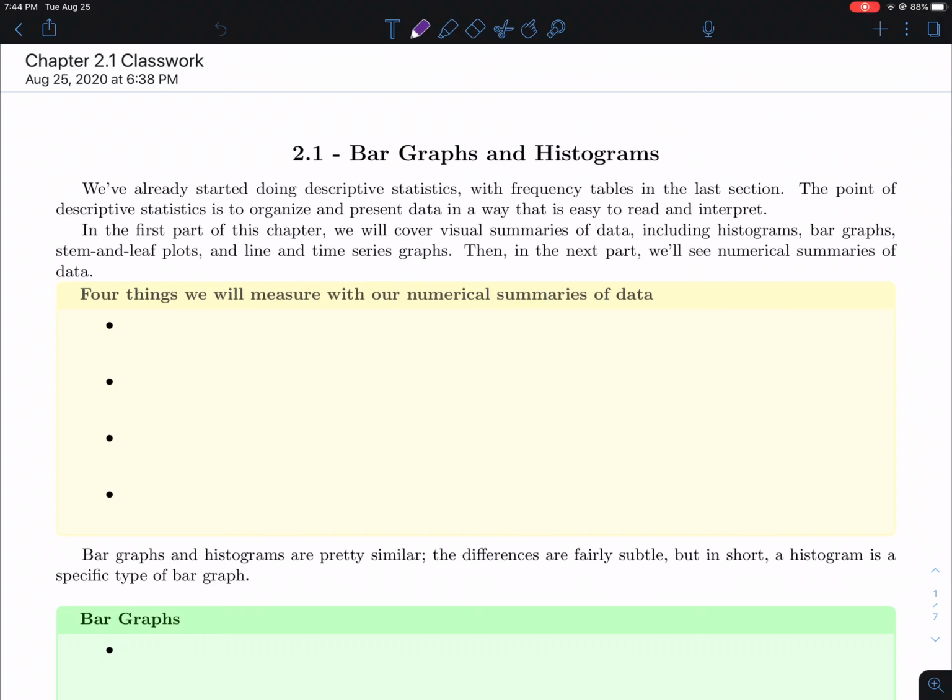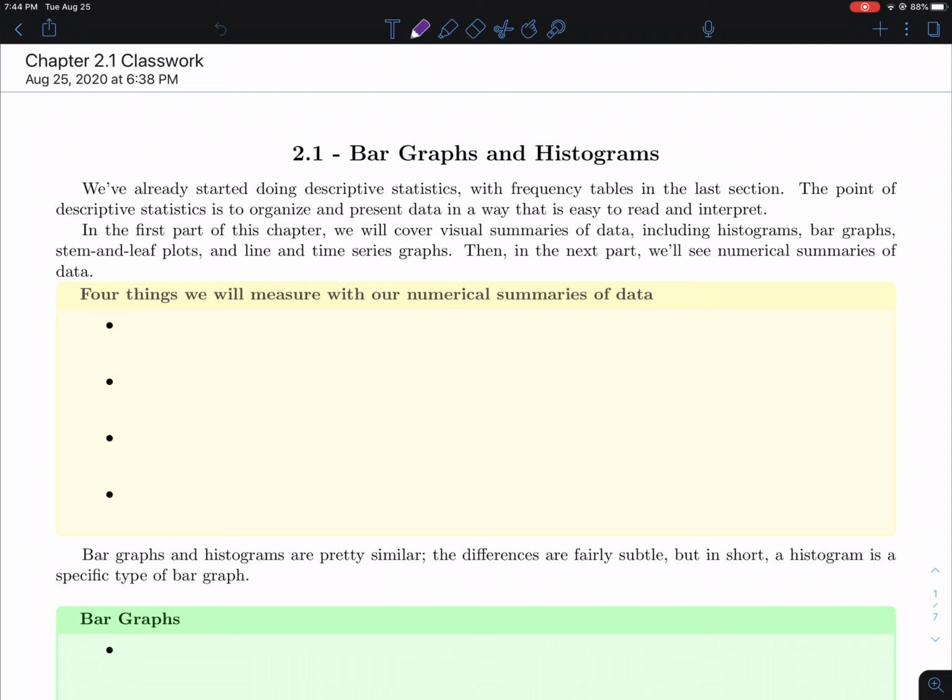Well, I hope everybody did a good job on 1.3 with the frequency tables. So, starting chapter 2, we actually want to do something graphical. Everything in this section is going to be taking the data and turning it into some kind of graph where we can visually see what the data looks like. In future chapters, we're going to measure things with numerical summaries. So, just to give you a brief overview of where we're heading in this chapter.